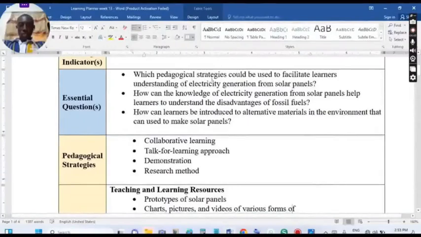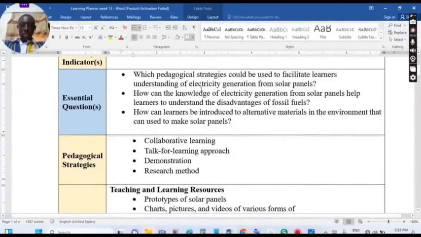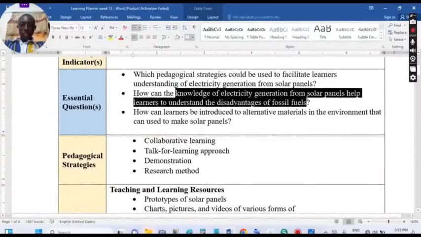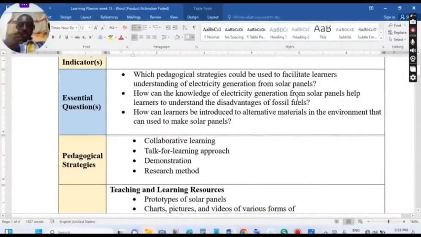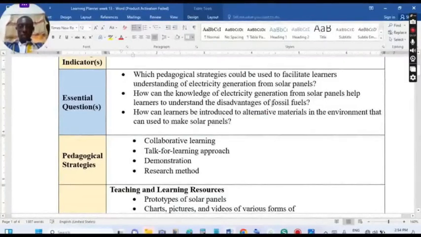So the first one is talking about electricity generation from solar panels. The second one is how can the knowledge of electricity generation from solar panels help learners to understand the disadvantages? So the second question is about disadvantages of fossil fuels, and the next one is about alternative materials to make solar panels.